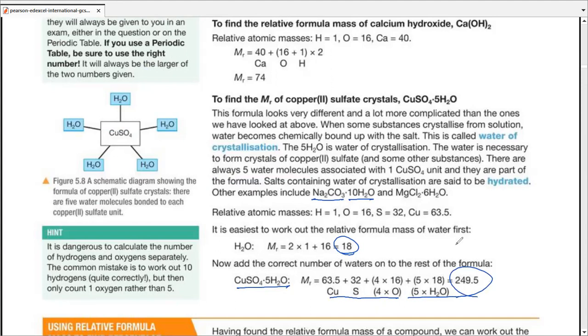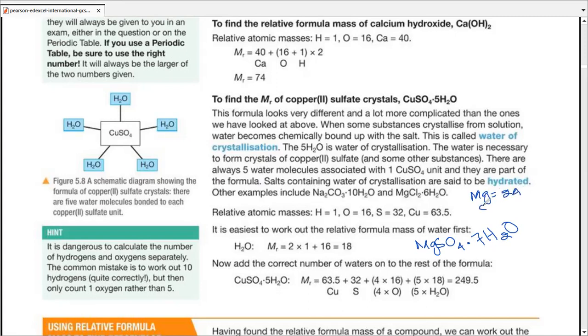All right? Okay, why don't you go ahead and calculate this one for me? This is magnesium sulfate, MgSO4, and it has 7 water molecules attached to it. Remember, Mg is 32. Sorry, Mg is 24. Sulfur is 32. Oxygen is 16, and hydrogen is 1.